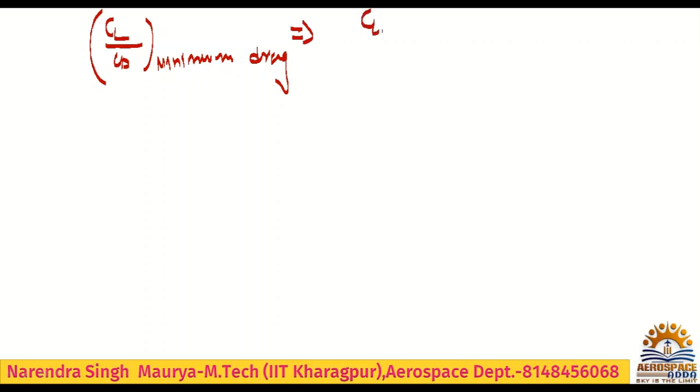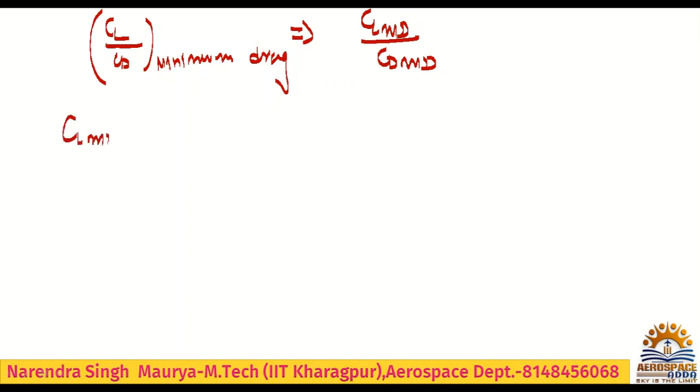So we can write CL by CD minimum drag. If you want to write, then what is the meaning of it? You can write this as CLMD by CDMD. That is also correct. So what is the CLMD? That is the important point here. What is the CLMD?